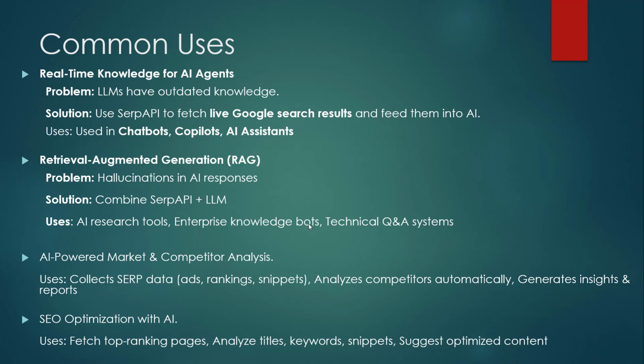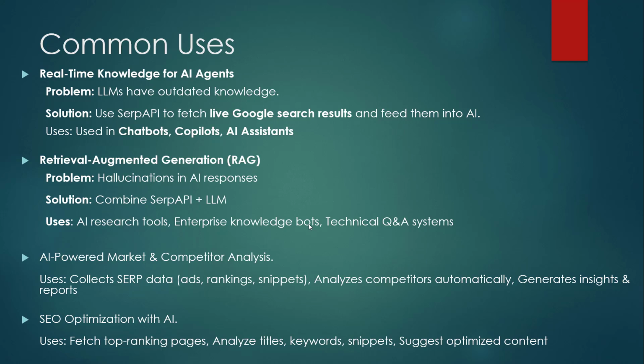The other use is AI-powered market and competitor analysis. If we wanted to build an AI-based system in which we wanted to get the data for all of our competitors, for example, we are building a shopping project for clothing. We wanted to get all those top sites which have these types of items.